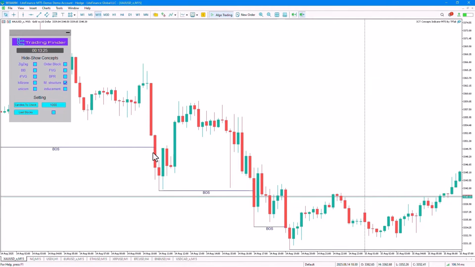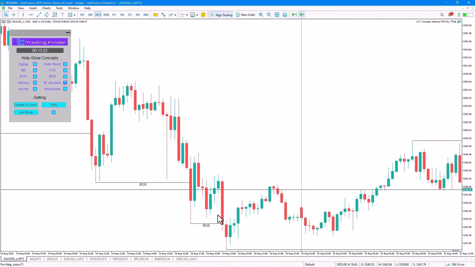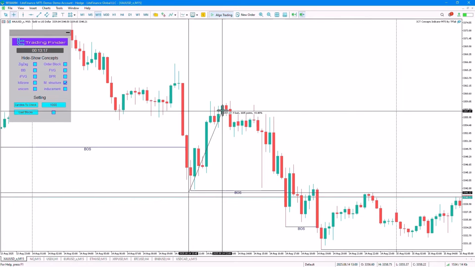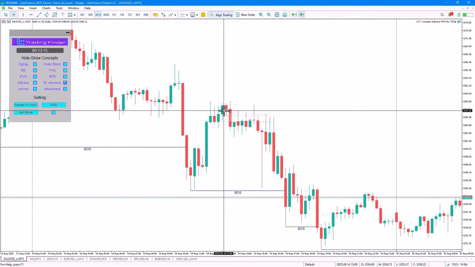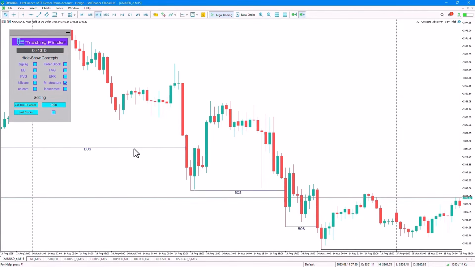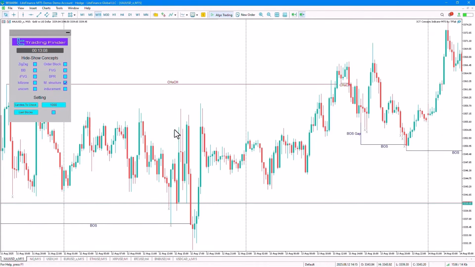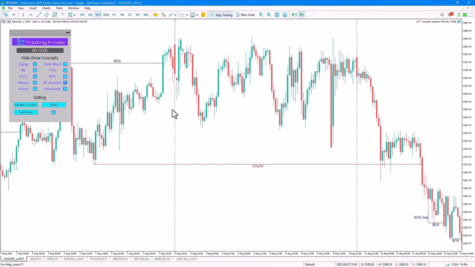As we can see, the price is forming lower highs and lows, and if a BOS level is broken, we can wait for the price to pull back to a suitable zone and then enter a sell or buy position in the direction of the market trend or in the direction of the CHOCH trend in the market.